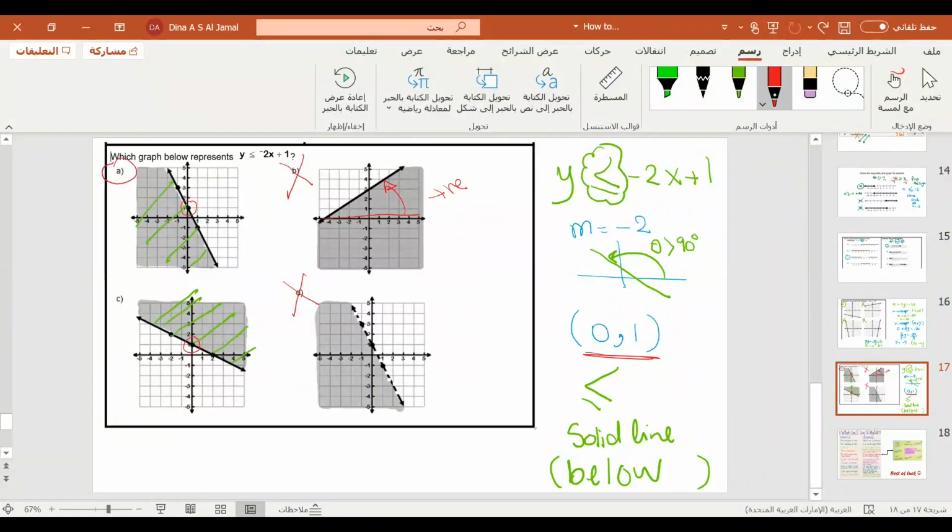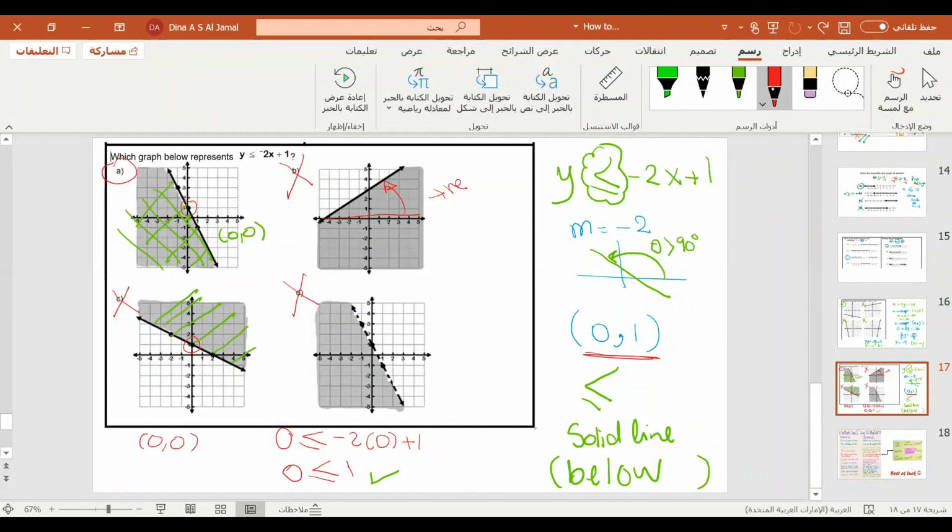Other way is that use the test point 0 and 0. And let's substitute 0 less than or equal to minus 2 multiplied by 0 plus 1. That means your 0 less than or equal to 1. Is that right? Yes. Your 0 is less than the 1. That means look at your 0 and 0. You will be coloring in the same direction of it, not the opposite direction, which will be canceling your C.